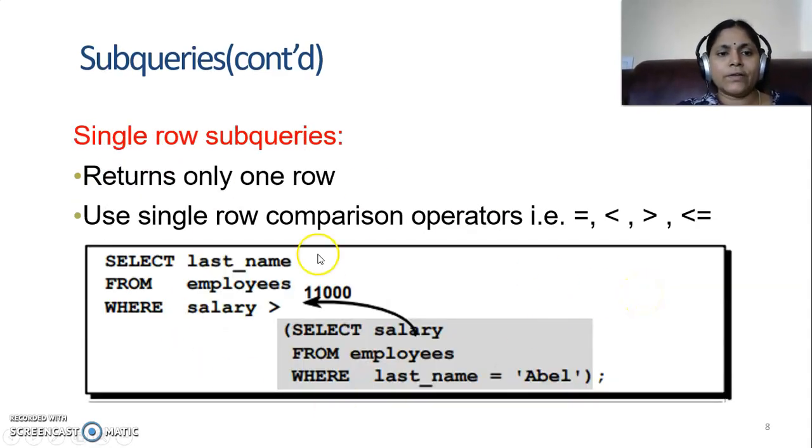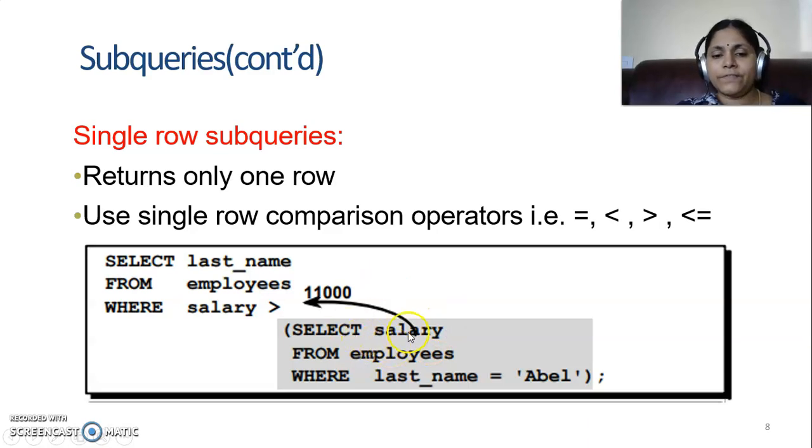So for example, I will explain the single row subquery here. Select last name from employees where salary greater than. This is the main query. And select salary from employees where last name is equal to Abel. This is the subquery or the inner query.